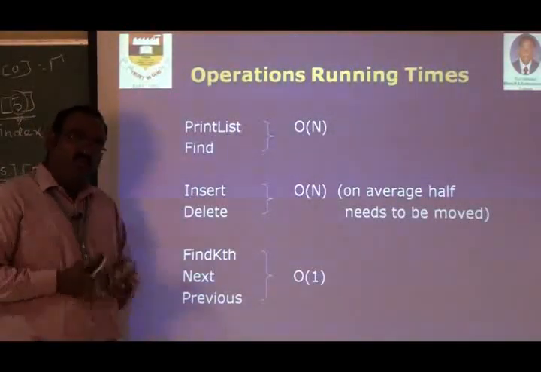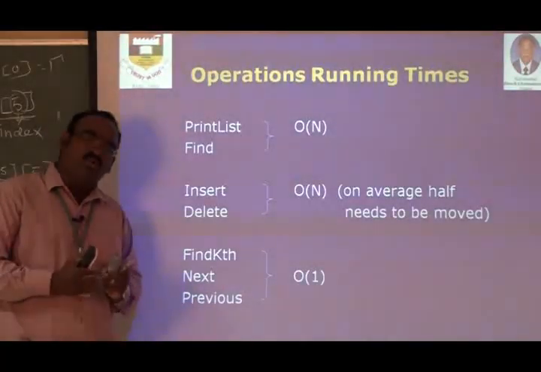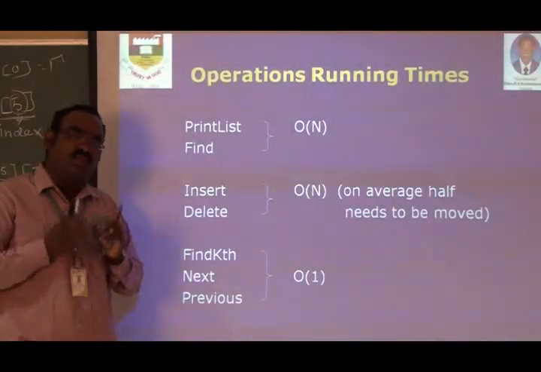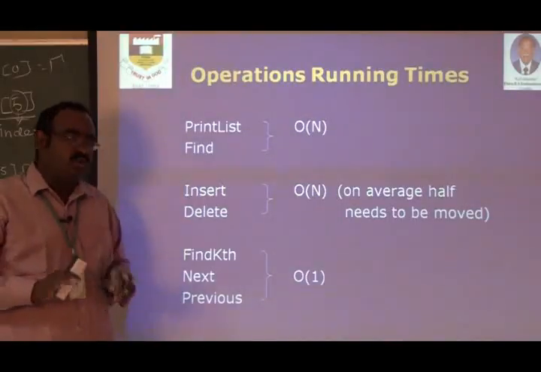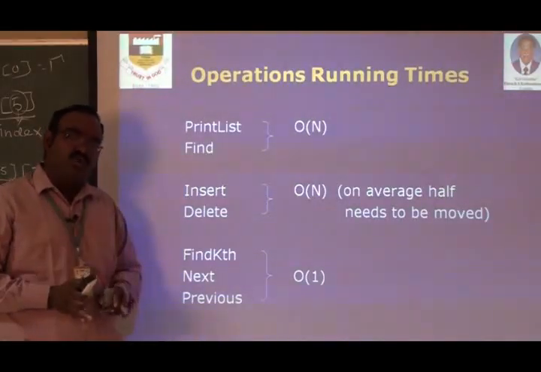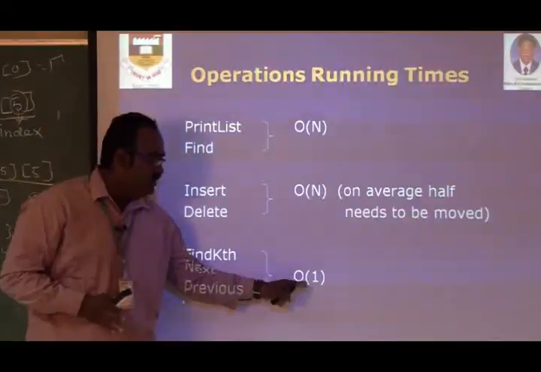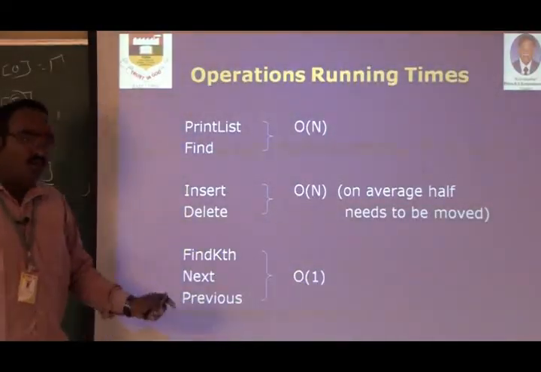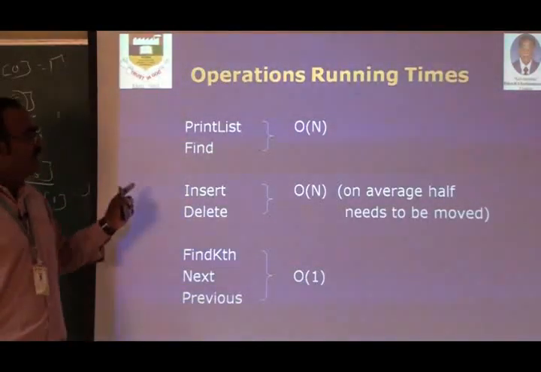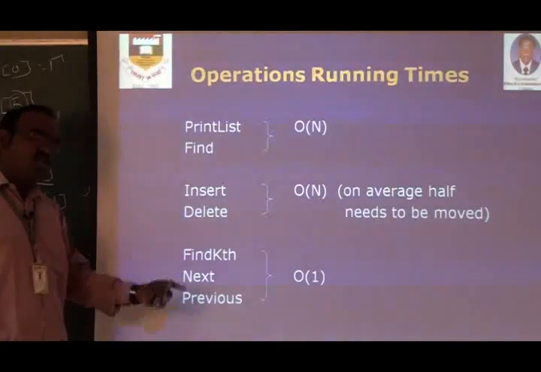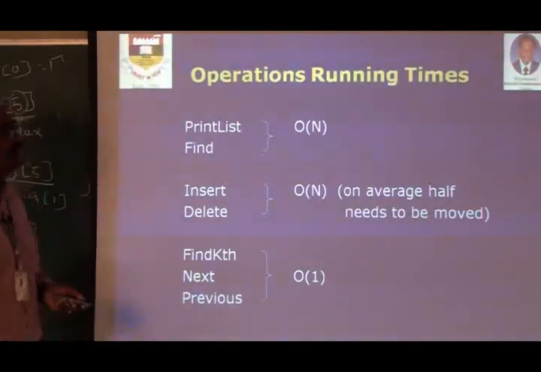Like next: if you are at one element, what is the next element? Only one execution is needed for the particular element. Now 1, next is 2, that's all. Like previous: now at 2, what is the previous? It is 1. So that's why the notation is O of 1. So O of n is for print list, find, insertion and deletion. O of 1 is for find kth, next and previous, right?